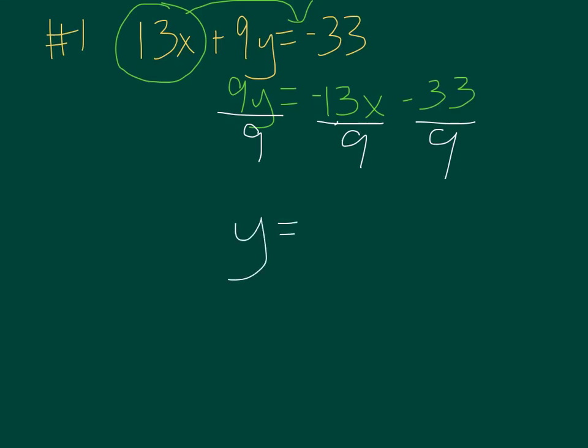Reduce if you can, which you can't, at least as far as the slope goes. You get negative 13 ninths. Now 33 ninths does reduce. You can divide both by 3, so you get 11 thirds. And there you go. That's all you can do.